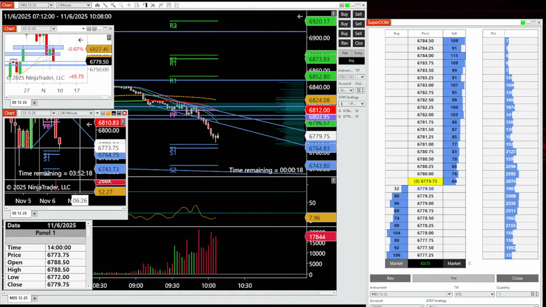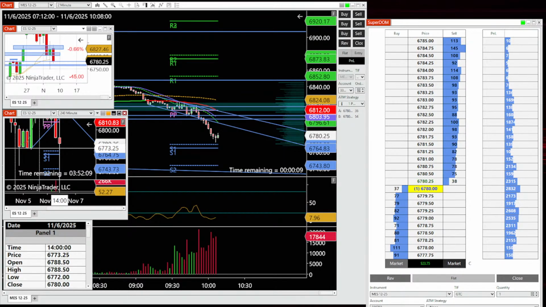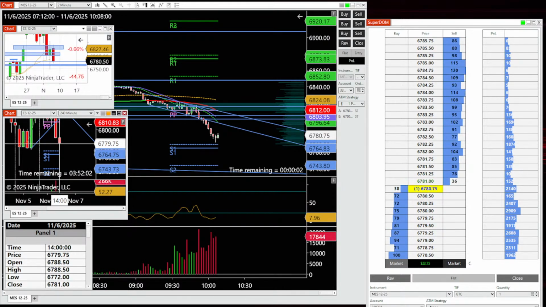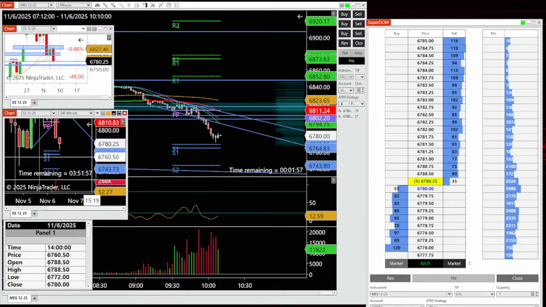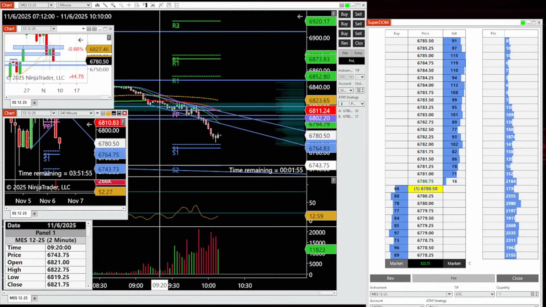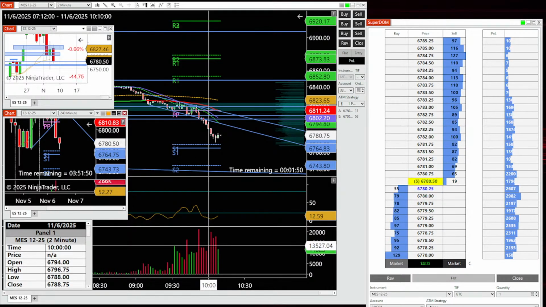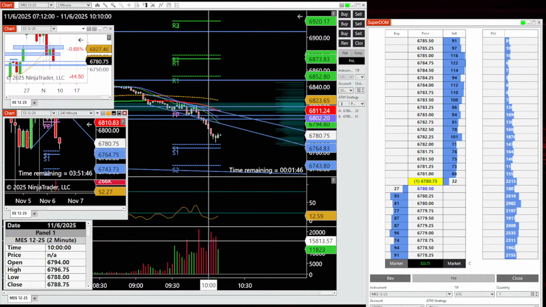But we test the bottom of a major support level. 71 went to 72. This was 71.75. This one ticked 72. Bounced over 72. Are the buyers exhausted? That's the question. I mean, are the sellers exhausted?